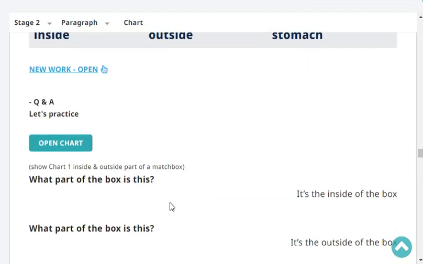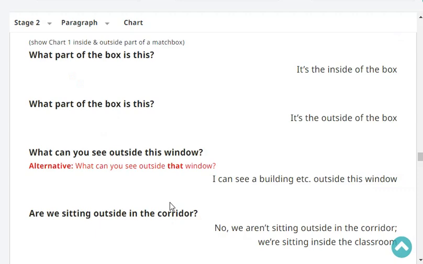Okay, next. What part of the box is this? It's the inside of the box. What part of the box is this? It's the outside of the box. Very good.